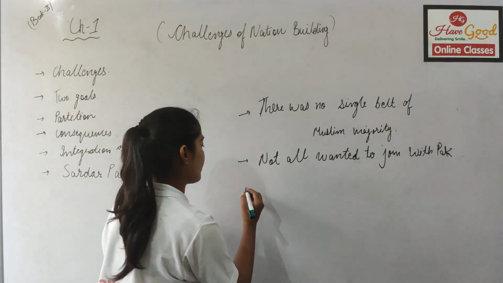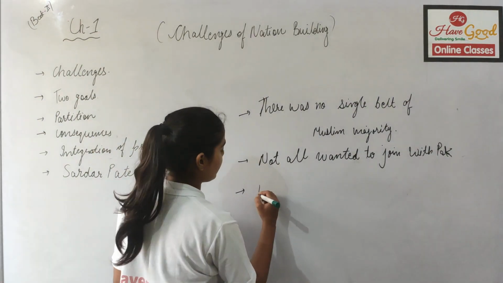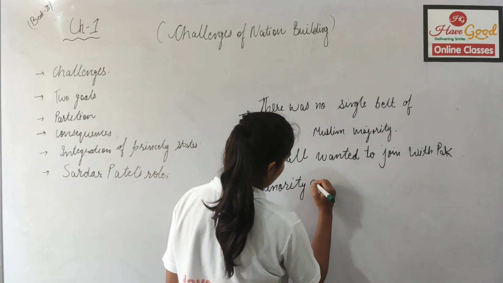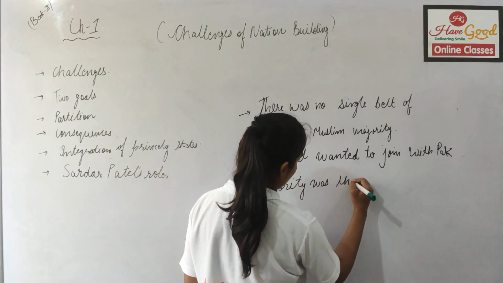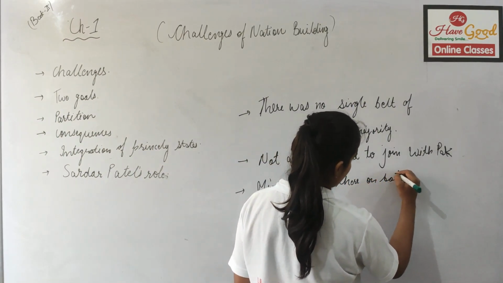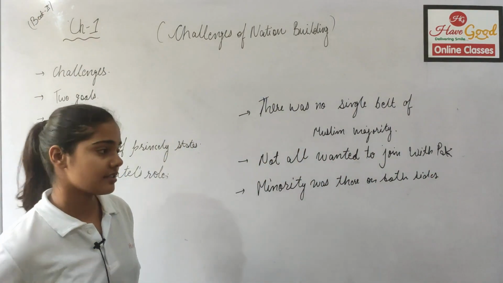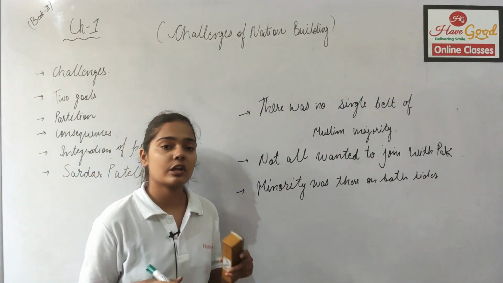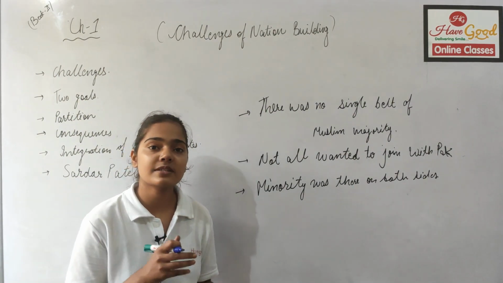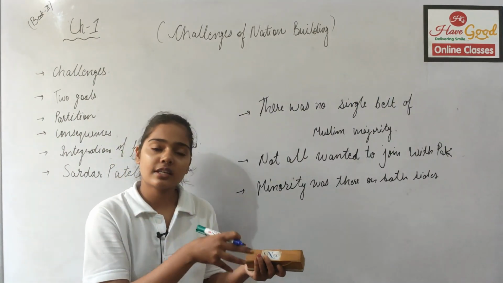And the third major problem was that minority was there on both the sides. Minority was there on both the sides. If we are talking about India, then inside India after partition, till 1950, 12% Muslims were present, okay. So similarly inside Pakistan also there was a minority of Hindus and Sikhs.